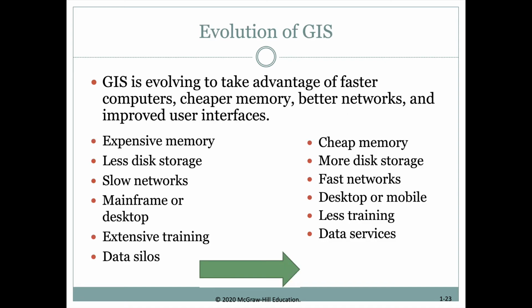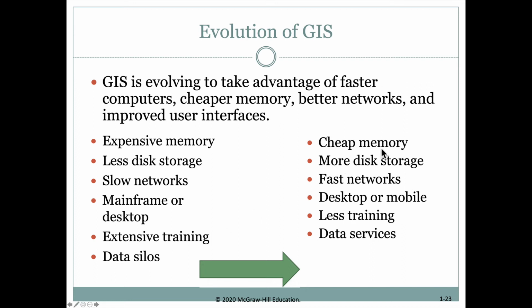So the reason things have evolved in this way is because we were going from a time back in the 1970s when all of these things in the left-hand column here were true. Memory on computers was expensive, there wasn't much storage space, networks were slow, most people worked on a mainframe or a desktop, it involved extensive training, and data was pretty much siloed. Organizations would have their own data that they were responsible for, and it would not be easy to share it.